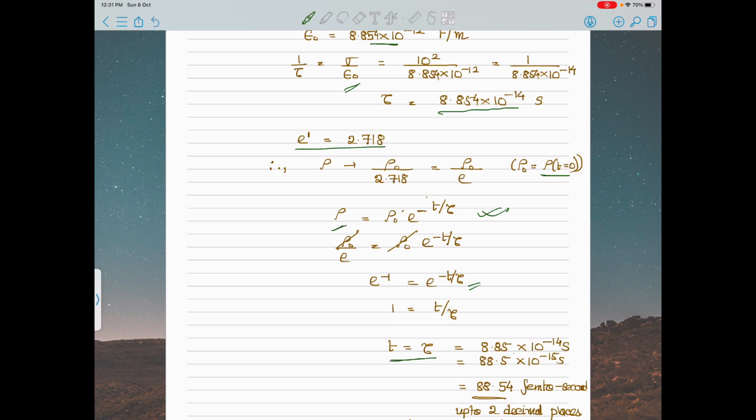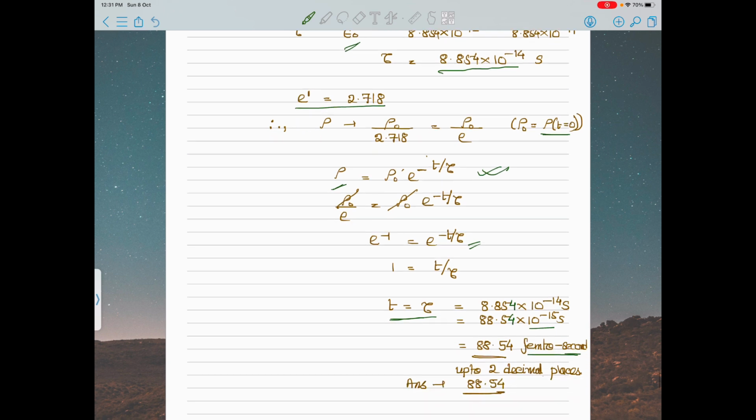Therefore, this becomes nothing but 8.854 into 10 to the power minus 14 second, or 88.54 into 10 to the power minus 15 second. Why am I converting? Because the answer is required in femtosecond. Therefore, 10 to the power minus 15 second is 1 femtosecond, so 88.54 femtosecond, and up to 2 decimal places this has to be given. Therefore, 88.54 is the actual answer.